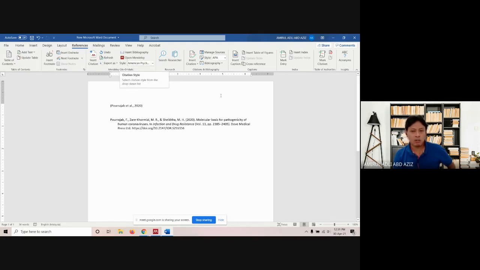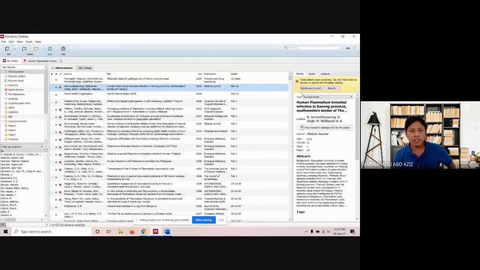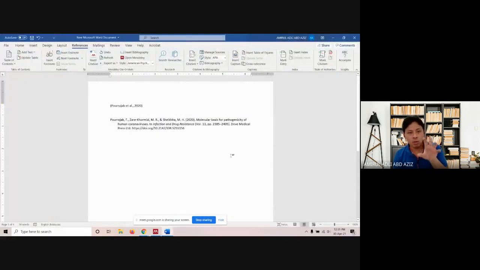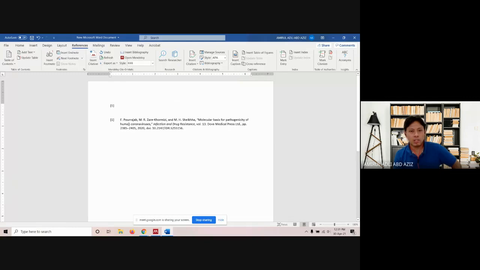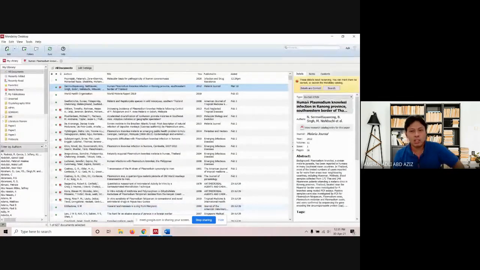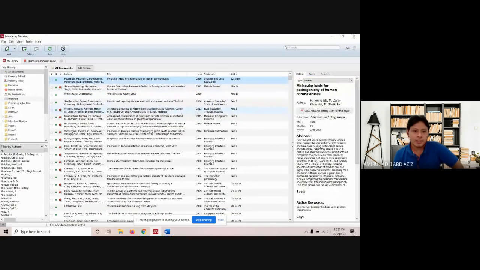Okay, if you have made sure that what you entered earlier is correct, then Mendeley will automatically follow the style you choose. Okay, let's say I change to IEEE. See? It changes automatically. Earlier it was Purojab F, now it is F Purojab. Okay. What's most important is the initial data. It must be correct first. Okay. That's all. I think that's it about Mendeley.